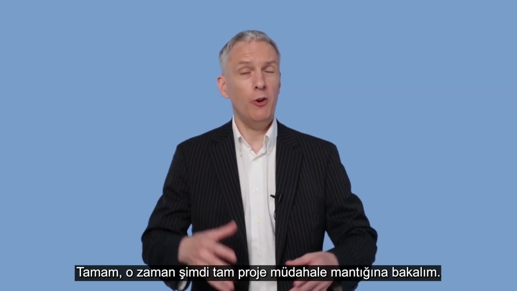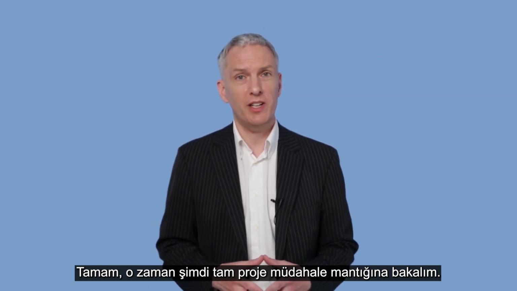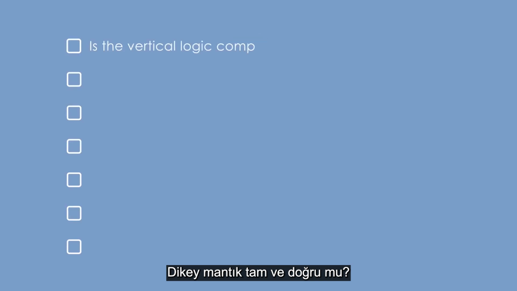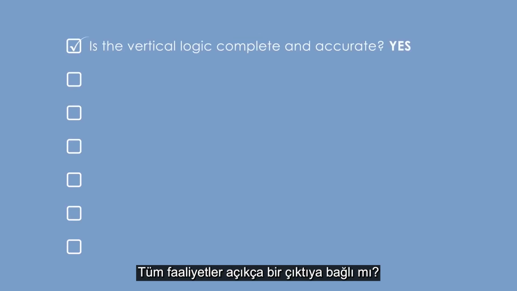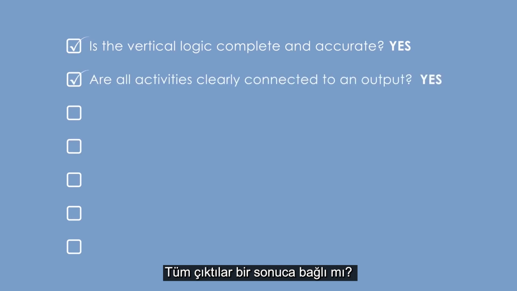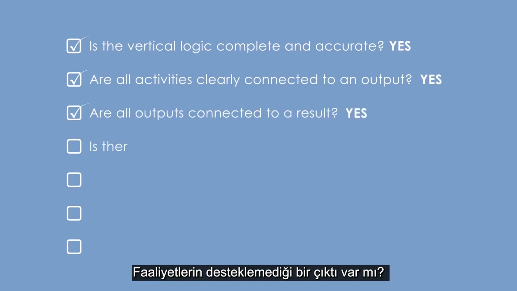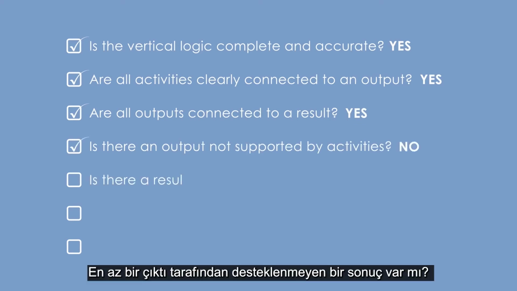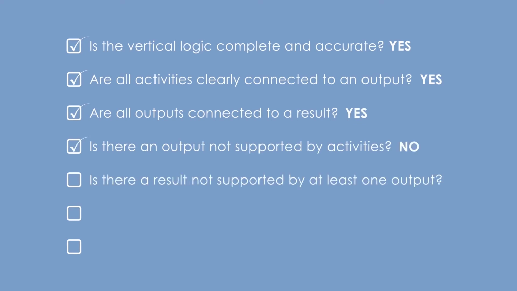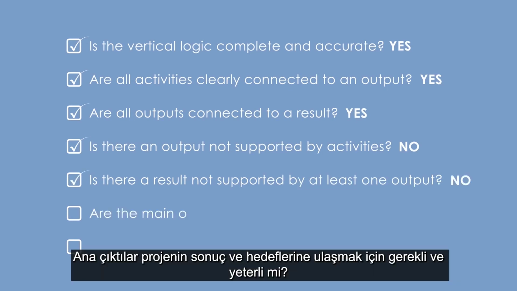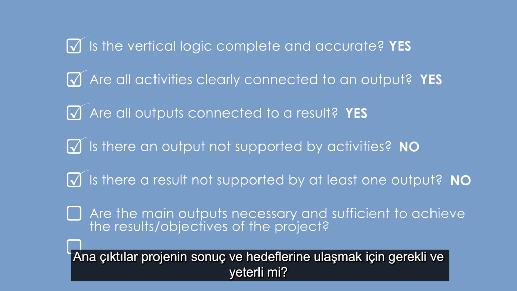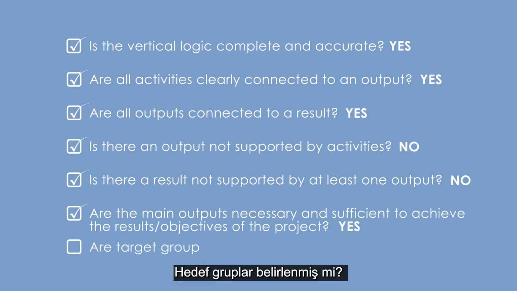Okay, so let's then now look at the full project intervention logic. Is the vertical logic complete and accurate? Are all activities clearly connected to an output? Are all outputs connected to a result? Is there an output not supported by activities? Is there a result not supported by at least one output? Are the main outputs necessary and sufficient to achieve the results and/or objectives of the project? Are target groups identified?